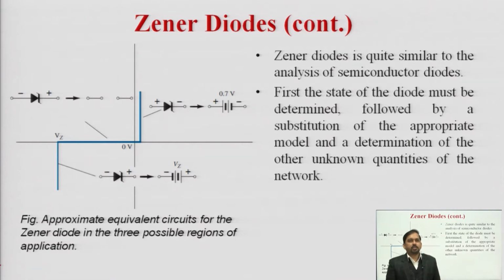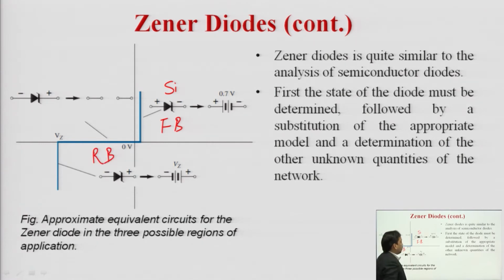This is the characteristic for the Zener diode. We can see clearly that in the forward bias region it behaves as a normal p-n junction diode, so if it is silicon then the equivalent is 0.7 volts. Once it is working in the reverse bias region, it behaves as a voltage source of Vz, but the polarity is now reversed because this Vz is the reverse breakdown voltage.